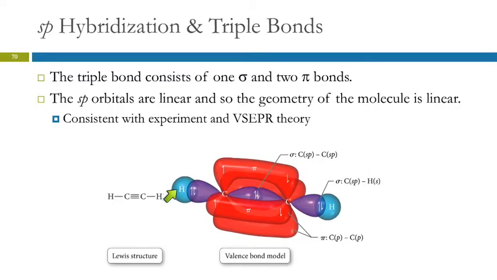One of those overlaps with the s orbital on the hydrogen. The other one overlaps with one of the hybrid orbitals on the other carbon. And this carbon, its second hybrid orbital overlaps over here with the hydrogen. We have also 2 unhybridized p orbitals, one going straight up and down and one going in and out of the screen on both carbons. And so they can overlap side to side.